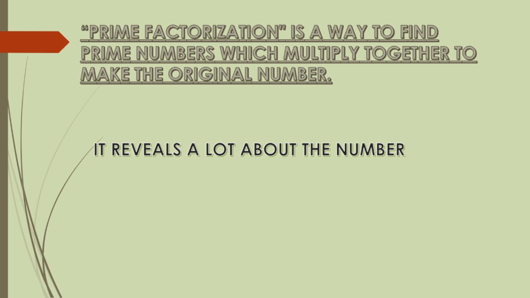For example, 84 can be written as 2 into 2 into 3 into 7. This form of 84 can tell us many things about 84. So is it about every number? Yes, the prime factorization of every number reveals a lot about the number. So we'll discuss a few such pieces of information.